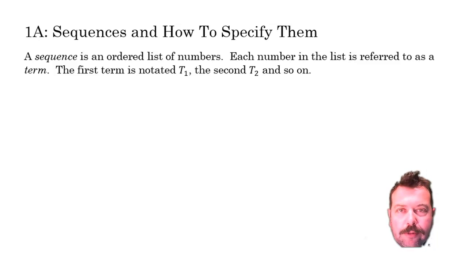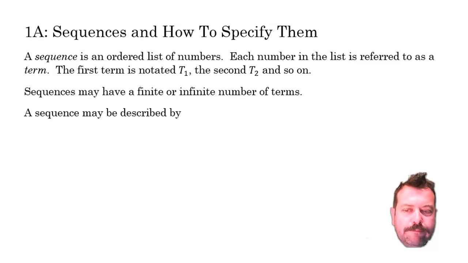We use a capital T and a subscript to indicate the ordinality, the position, the place within that sequence. So the first term is T1, the second term is T2, and so on. Right, so far so good.